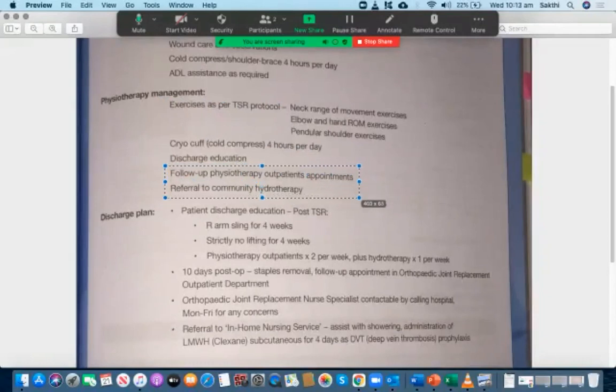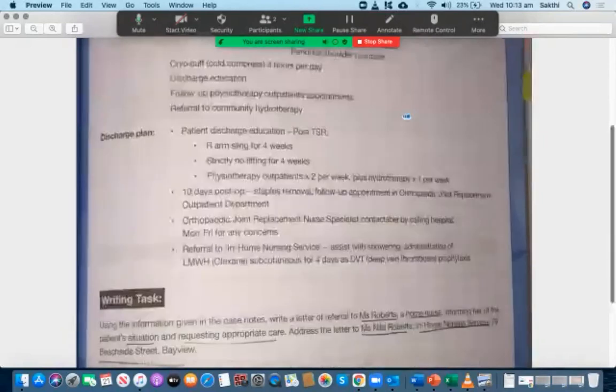Yes, and they have given the referral to the community hydrotherapy as well. Okay. All right. So that needs to be done. Cryo cuff, cold compression, 4 hours per day. Physiotherapy manager, that is not there actually. That's okay. The cold compression needs to be included, and then discharge education, follow-up physiotherapy outpatient appointments, because appointments need to be reminded by the nurse, okay? So that's really important. And the referral to the community hydrotherapy. So they have already referred, okay.